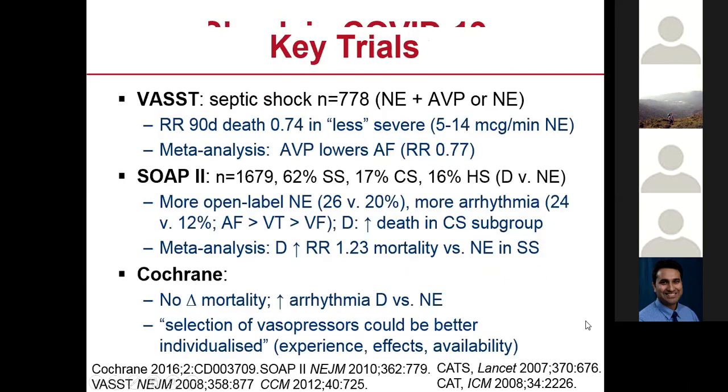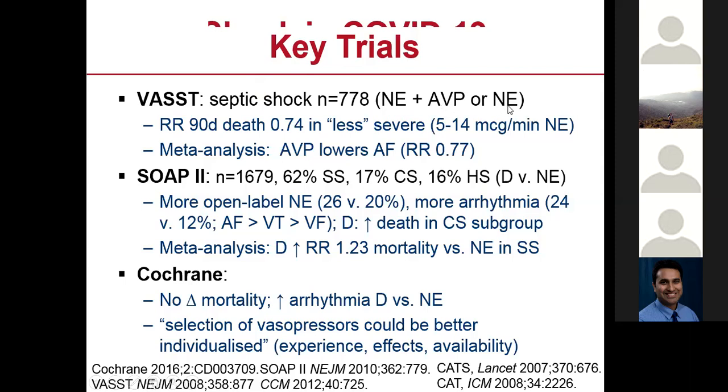This is an area of active scholarship, and if you just look through the New England Journal, you will see every few years a mega trial on vasopressors. And here's two of them. One is the VAST trial. This is the trial from about 12 years ago. They looked at septic shock, about 800 patients, and they compared norepinephrine at a dose of 5 micrograms per minute or less to addition of vasopressin or norepinephrine on top of that.